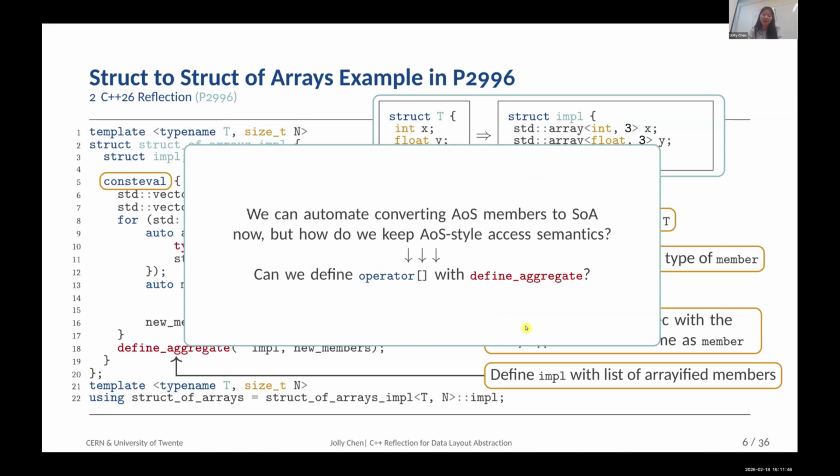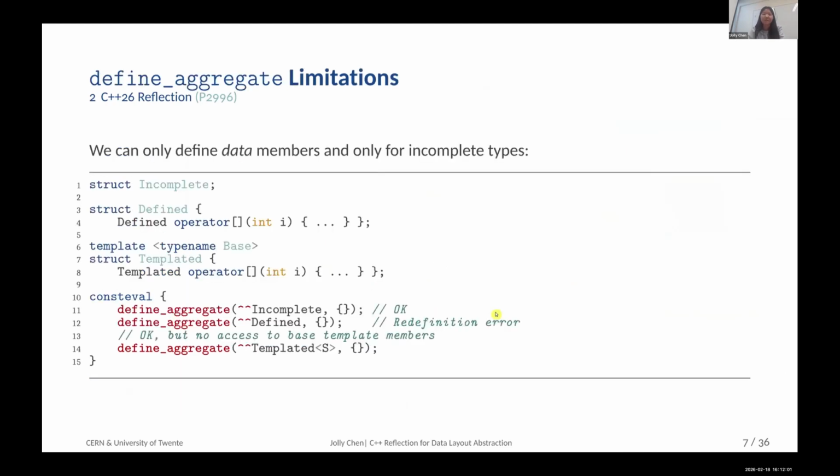So we have a way to automate converting AOS members to SOA now, but how do we keep the AOS style access semantics? One way we can do that is by defining the index operator, but can we do this with define aggregate? Well, define aggregate has a few limitations because it can only define data members. So you can't define, for example, functions in the structure. And it can only do that for incomplete types.